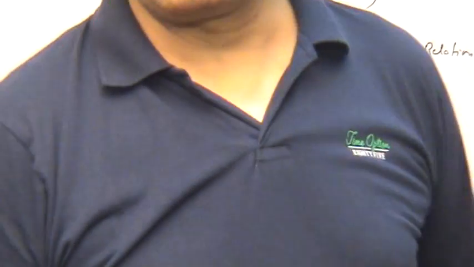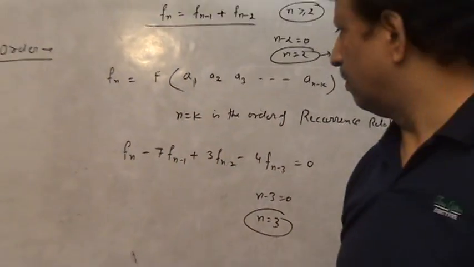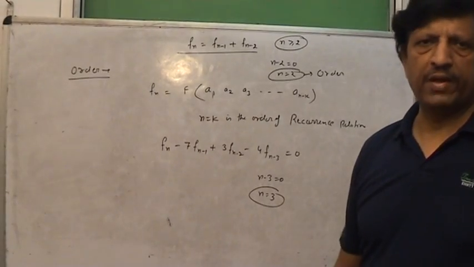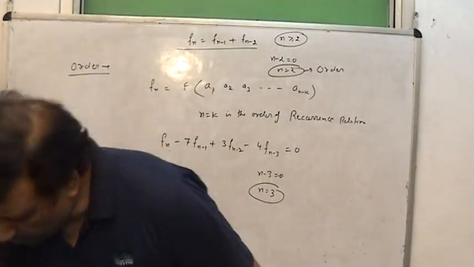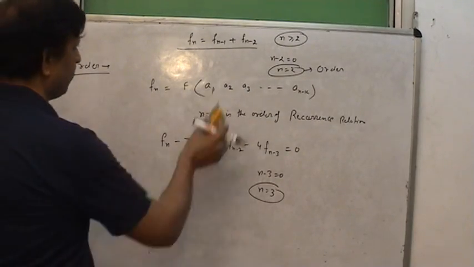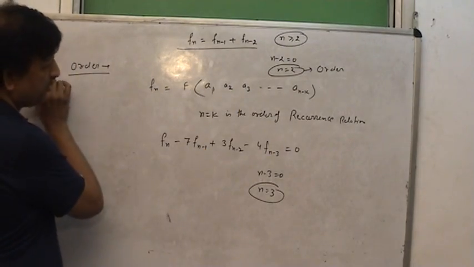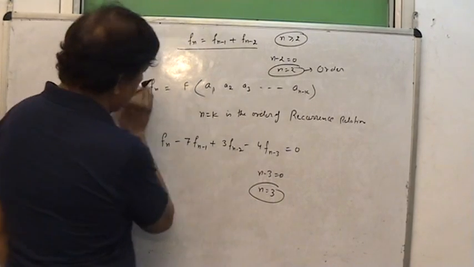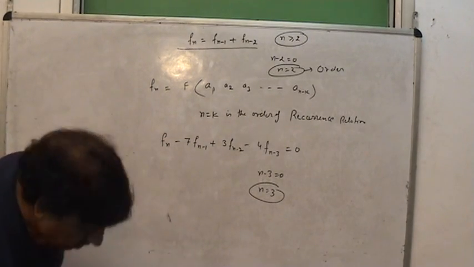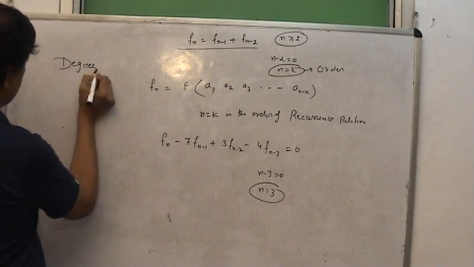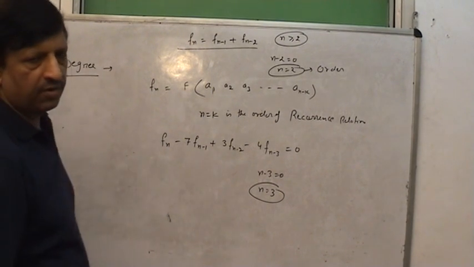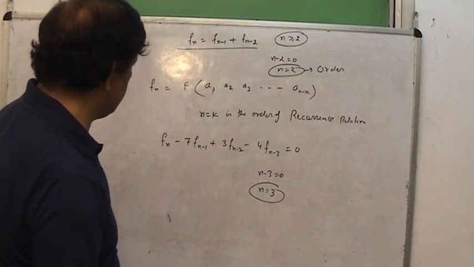So does every recurrence relation have an order? No, it may or may not. We shall discuss the examples after that. First of all, we see what the order is, and now we will see what the degree of a recurrence relation is. Here we keep the same examples and discuss the degree.